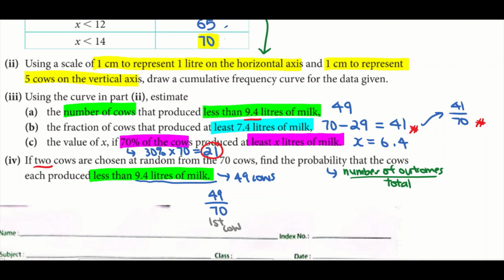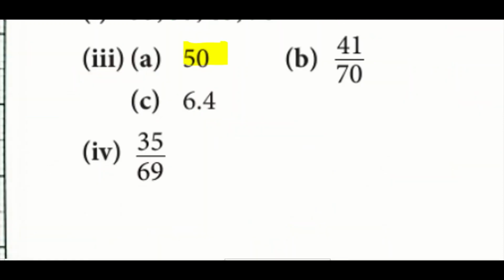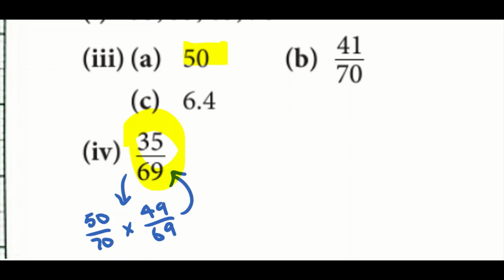But take note, there's still another cow. First, I have 2 cows. So how do I calculate the probability? I'm not replacing the cows because I'm picking 2 at the same time. So minus 1, 48. 70 also needs to minus 1, times 69. This will give you the total probability. My answer would be 56 over 115 if you use 49 cows. If you get a different answer, don't worry, because you may have used the textbook answer. You may have used 50 over 70 multiplied by the minus 1 case, which will give you the answer 35 over 69.